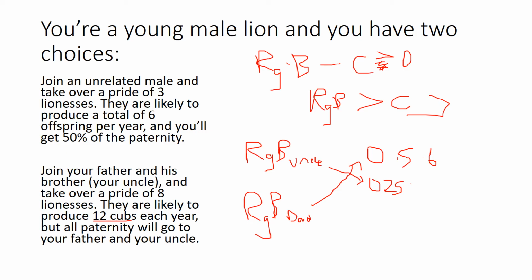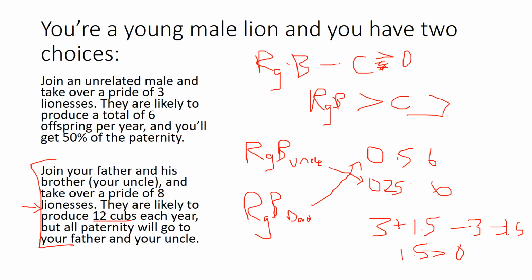And he will also have 6 offspring. So the total inclusive fitness, or the benefit to your relatives, is really going to be 3 plus 1.5. And you can already see then that minus the cost of potentially 3 of your own offspring is going to be 1.5. This is going to be greater than 0. And so this trait will be selected for. It'll be favored. If you're going to try to maximize your fitness, you should choose this strategy.